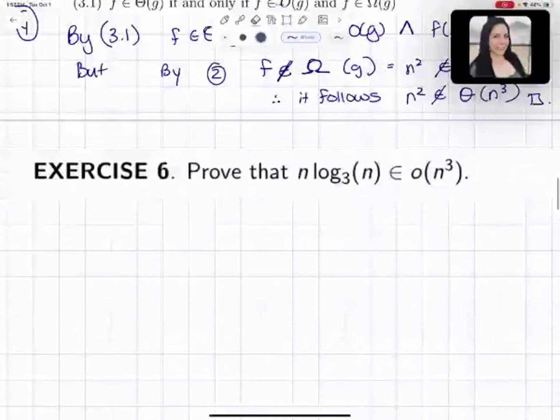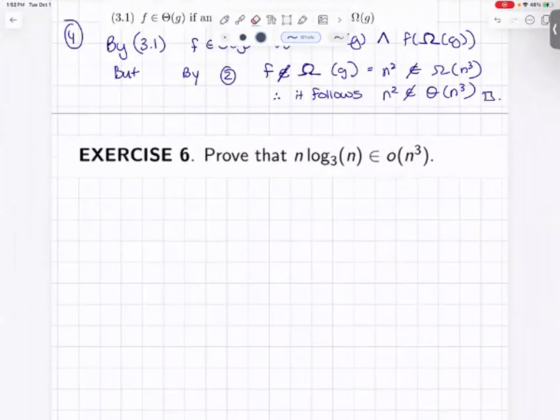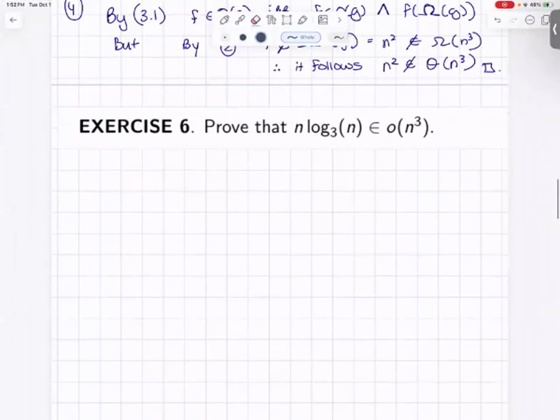Hello and welcome back. We are picking up our exercise practice here with exercise number 6. We're going to prove that n log base 3 of n is in little o of n cubed. So let's start by breaking down the problem and applying each of the properties that we want to apply. We'll go step by step, and here's hoping that we can come to a reasonable conclusion.